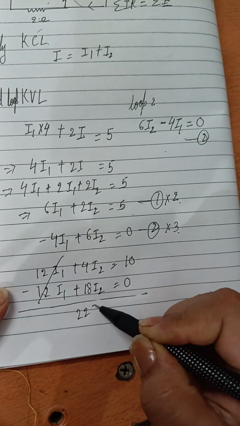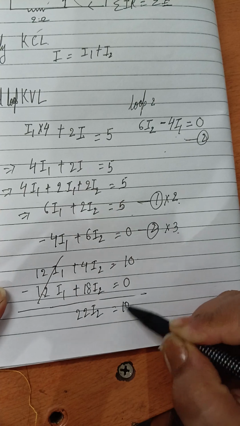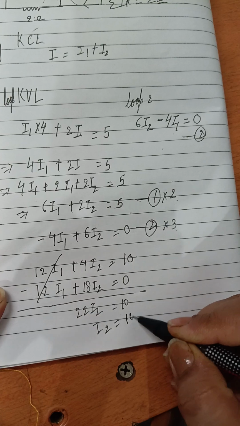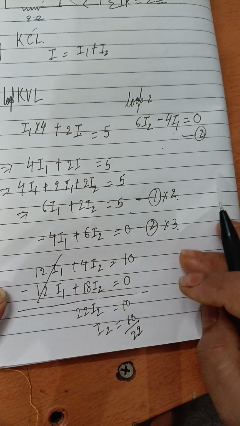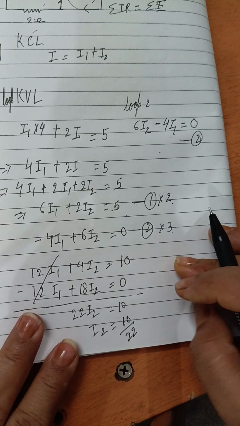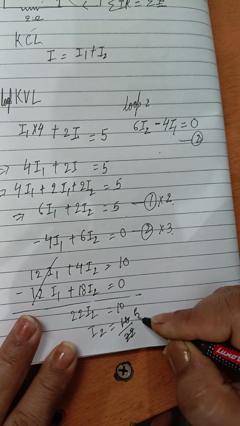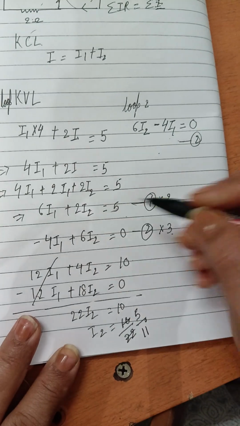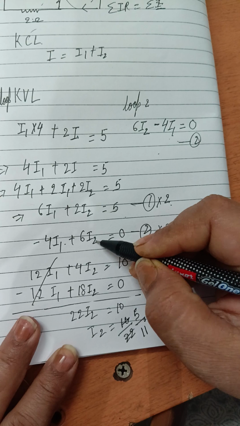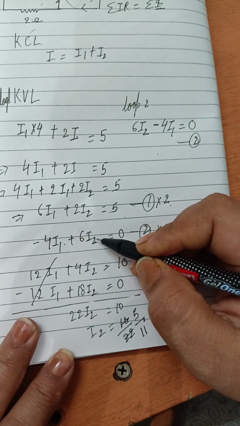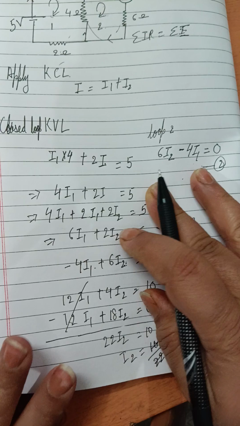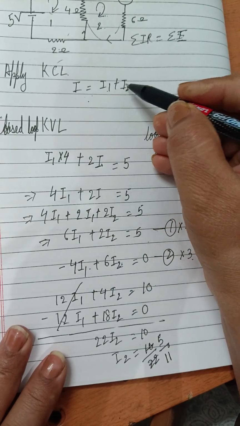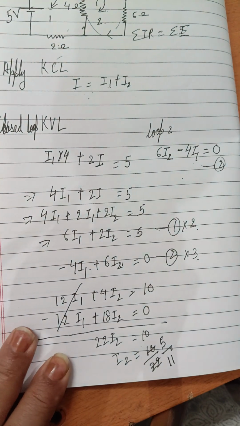Solving this, we get 22I2 is equal to 10. So what is the value of I2? I2 is equal to 10 by 22, which on solving gives 5 by 11. Now this value 5 by 11 you put in equation 2, so you get the value of I1 also. And then when you get the value of I1, you put these values in the first equation, that is I is equal to I1 plus I2. Clear? Thank you, students.